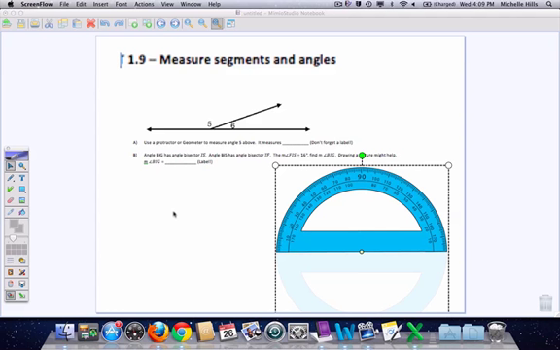So Learning Target 1.9 says measure segments and angles, and it's not just about using the tools, the protractor or the ruler to be able to do this. It's actually understanding some things about measurements and vocabulary as well. So the first part was just to use a protractor or the geometer to measure angle 5 above.